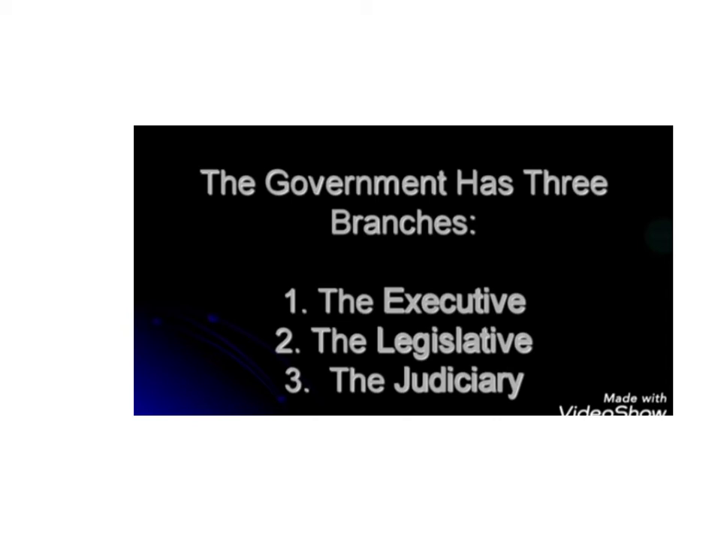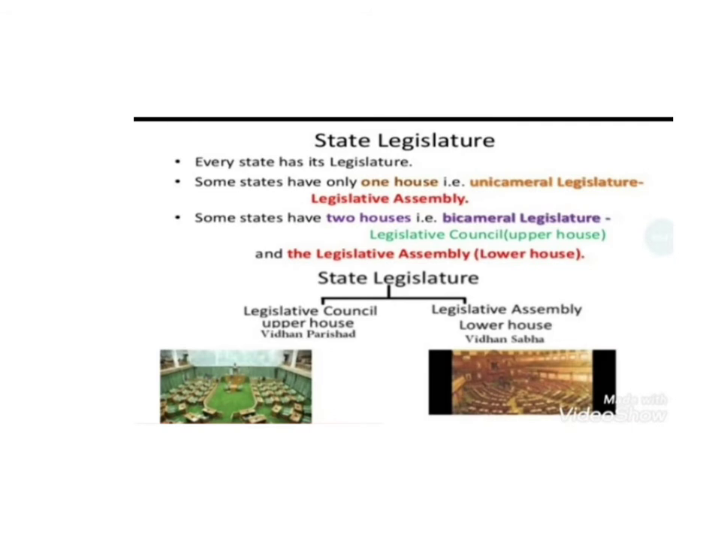If people feel that the laws or policies are not favorable to them, they can go to the court. They can even revolt against that law. Then the judiciary has the power to interfere in the legislative and the executive, so that the people can get justice. Now we will see about the state legislature.